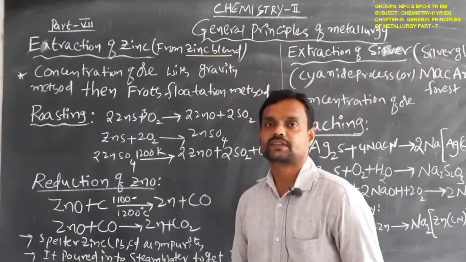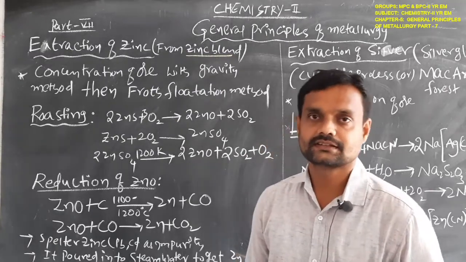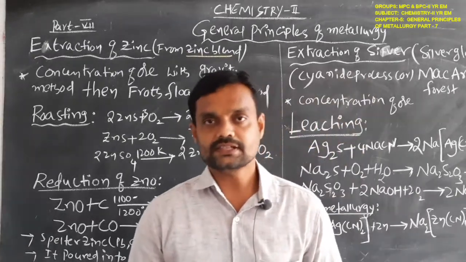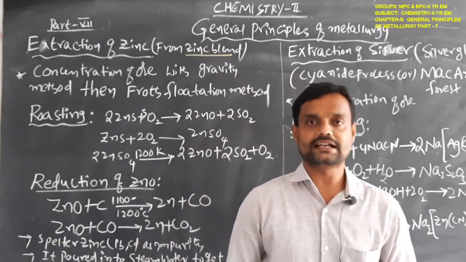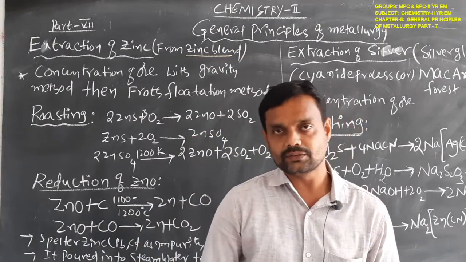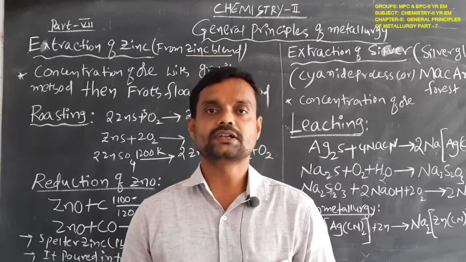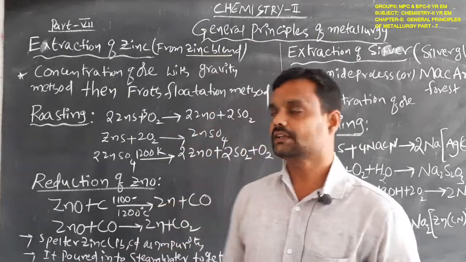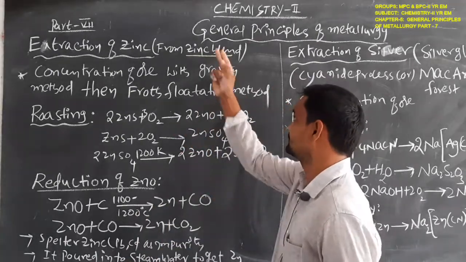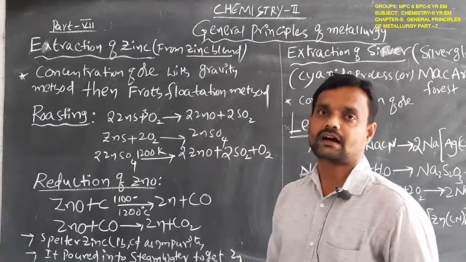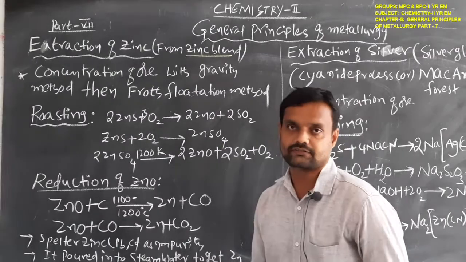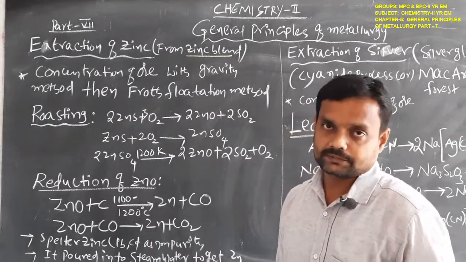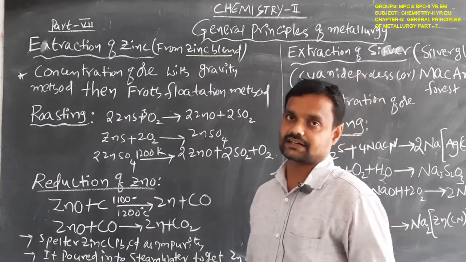So step 1. What is step 1? In step 1, first by using ball mills the ore is crushed or ground, and then the ore is converted to powdered form. So here also, by using the ball mills, the zinc blende ore on grinding is converted to powdered form. Then in step 2 we are increasing the concentration of the ore.